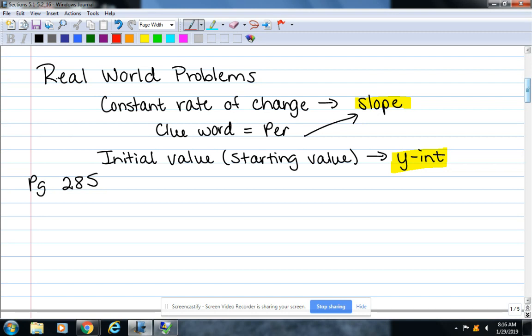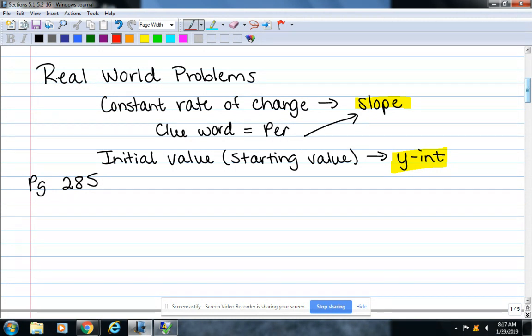Okay, so these clue words. Anytime they give you a rate of change or say the words rate of change, I want you to think slope. A clue word that they are telling you the rate of change, you might see the word per, like miles per hour. That would indicate you're talking about slope.